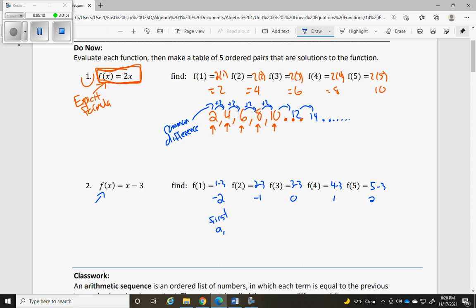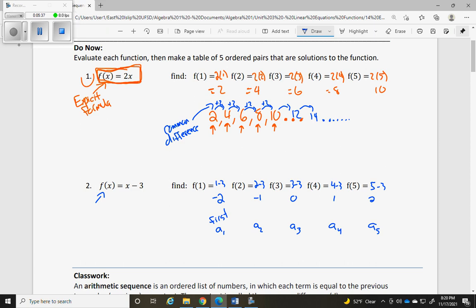So a sub 1 means first number in the sequence. A sub 2 means the second number in a sequence. A sub 3 is the third number in a sequence. A sub 4 is the fourth number in a sequence. And a sub 5 is the fifth number in a sequence. I am saying sub. It's a subscript. So we write that number really low down in the right-hand corner.